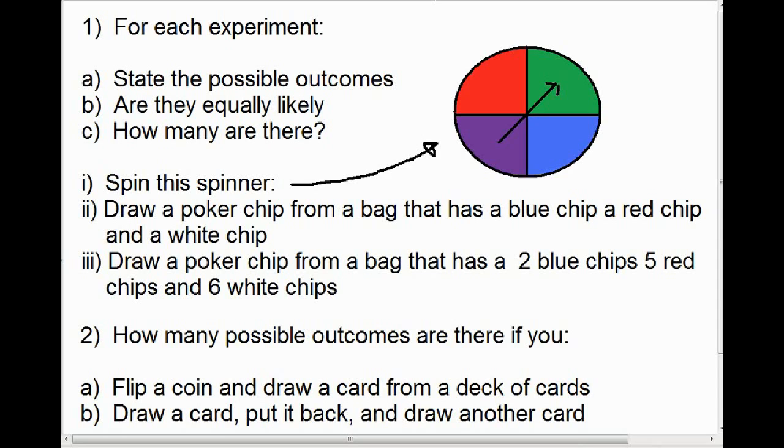For question number 2, just state how many possible outcomes there are if you combine these two experiments. So if you flip a coin and draw a card from a deck of cards, and remember there's 52 cards in a deck of cards. And for the second one, if you draw a card, look at what that card is, put it back, and then draw another card. So the question there is how many total combinations of possible cards could there be if you combine those two experiments? If you're able to answer those questions, congratulations, you now have a firm understanding of possible outcomes.